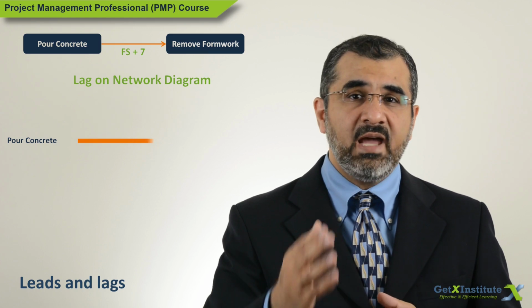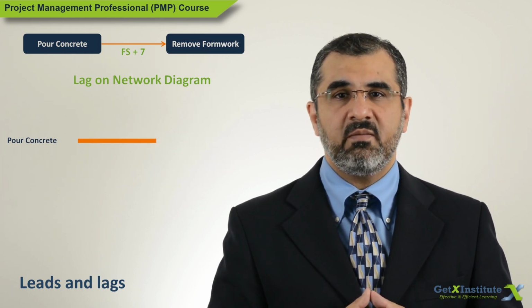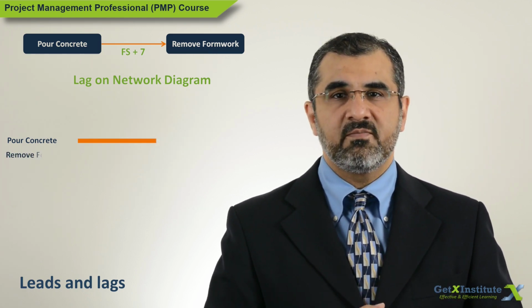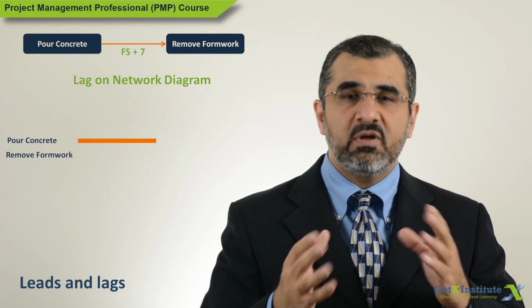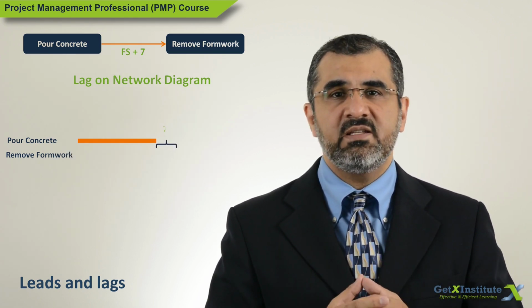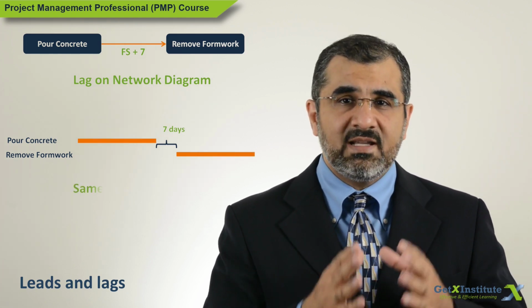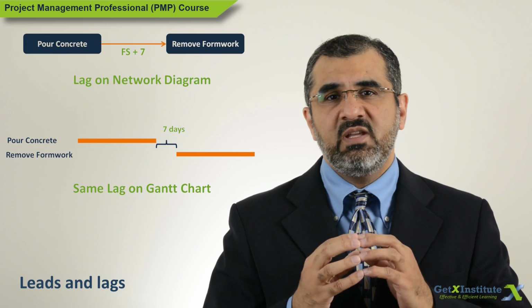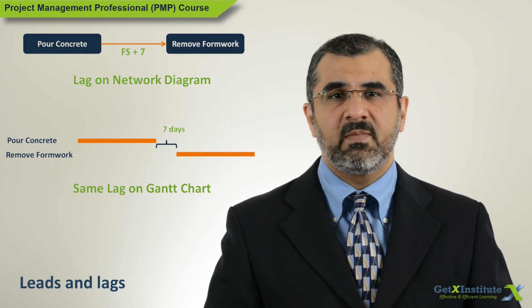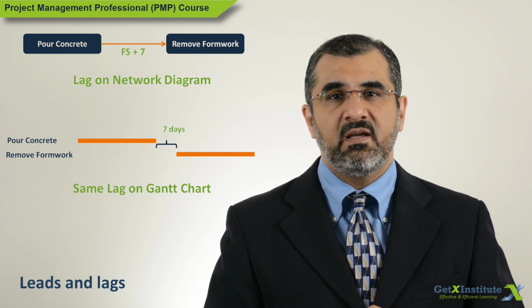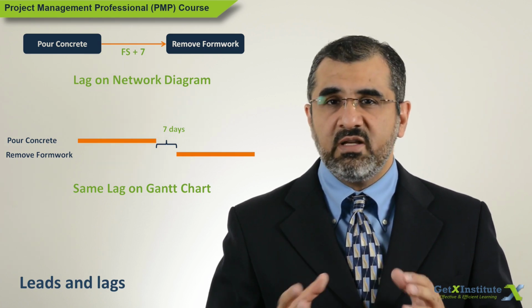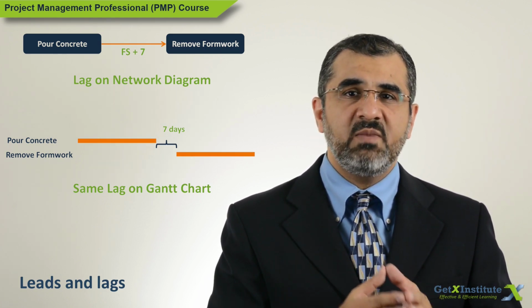This is where a lag is introduced in the network diagram between the two activities. So it will look like pour concrete, wait for 7 days, then remove the formwork. Now, what will happen to that 7 days of delay if the pouring of concrete is delayed? It stays. It is not depleted. It is not eaten up. It will move as much as the delay.